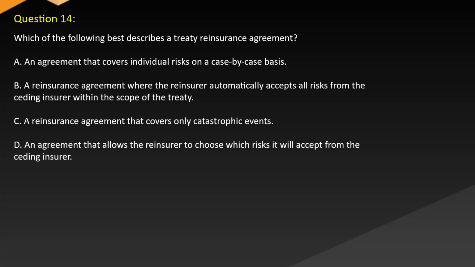Question 14. Which of the following best describes a treaty reinsurance agreement? A. An agreement that covers individual risks on a case-by-case basis. B. A reinsurance agreement where the reinsurer automatically accepts all risks from the ceding insurer within the scope of the treaty. C. A reinsurance agreement that covers only catastrophic events. D. An agreement that allows the reinsurer to choose which risks it would accept from the ceding insurer.